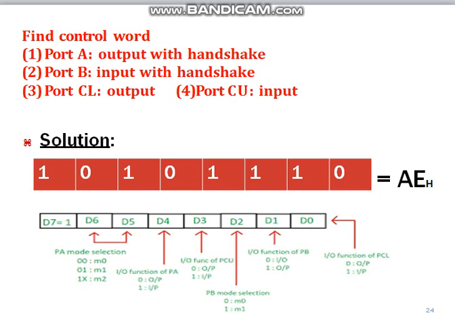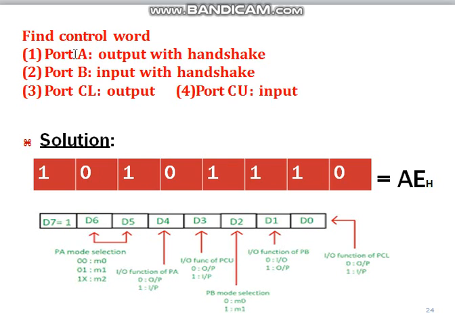So now this is one example. Let me show you. Find the control word. Suppose port A is output with handshaking, port B is input with handshaking, port C lower is an output, port C upper is an input. So what will be the control word I should put over here? Here I am going for input-output data transfer. For input-output data transfer, you know that the 7th bit should be set to 1. It is not BSR, it is input-output data transfer. So the 7th bit should be set to 1.